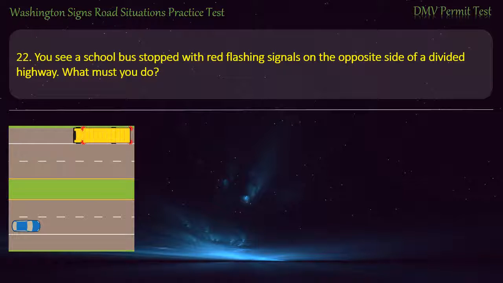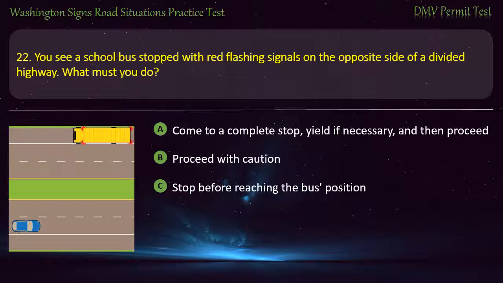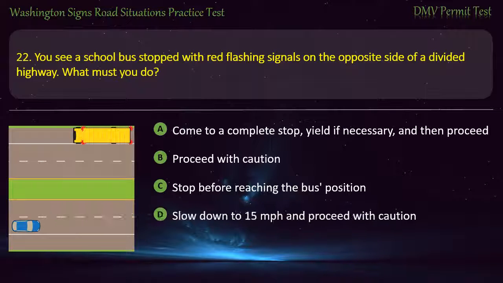Question 22. You see a school bus stopped with red flashing signals on the opposite side of a divided highway. What must you do? Come to a complete stop, yield if necessary, and then proceed. Proceed with caution. Stop before reaching the bus position. Slow down to 15 miles per hour and proceed with caution. Answer. Proceed with caution.